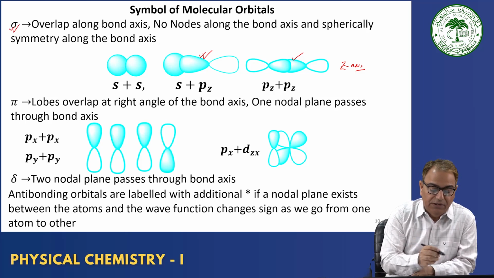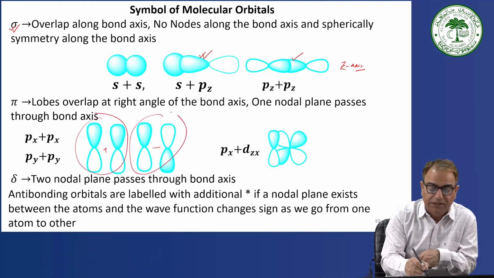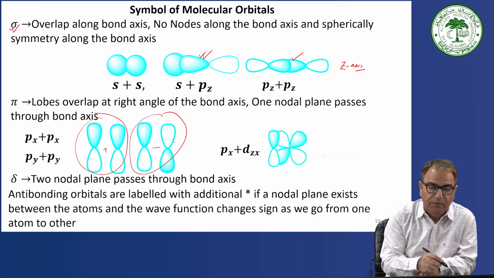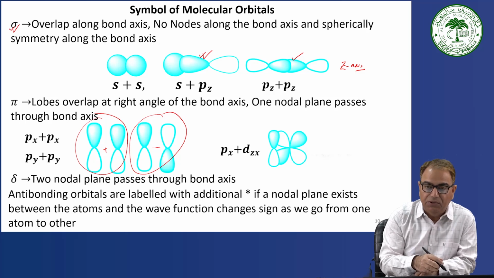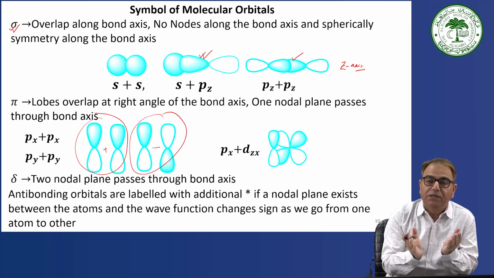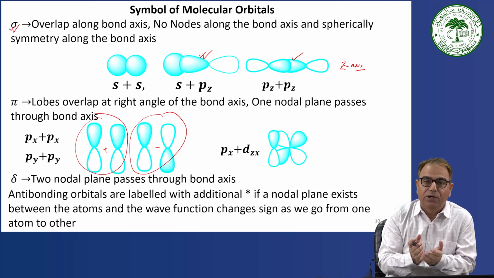In contrast to this, px can overlap. Py can overlap. This is a positive overlap. This is a negative overlap. Okay. This is a positive combination. This is a negative combination. Okay. This one is a positive combination. This one is a negative combination. So this will give you a bonding molecular orbital. This will give you an anti-bonding molecular orbital, and the same picture will be with the py also. So px and py overlap is possible, but now the overlap is not along the molecular axis. It is perpendicular to the molecular axis.